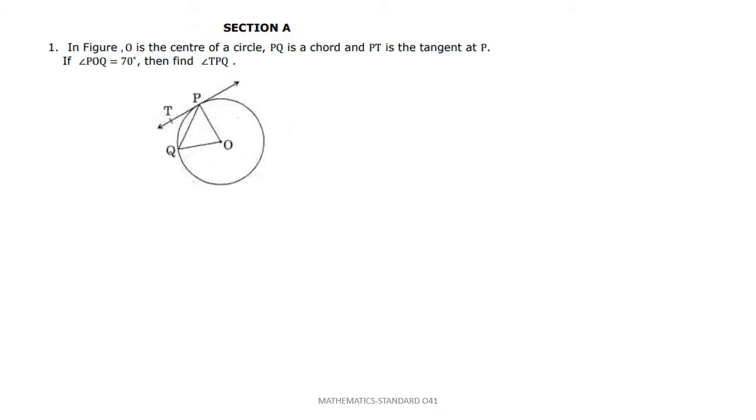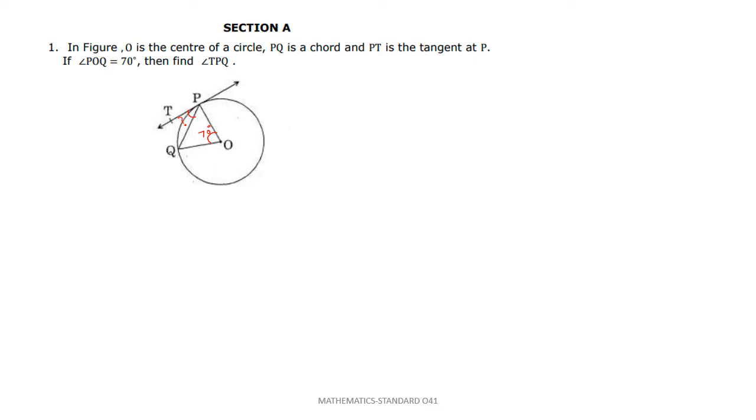So now let's see question number 1, children. In the figure, O is the center of a circle, PQ is a chord and PT is the tangent at P. If angle POQ is 70 degree, then find the angle TPQ.